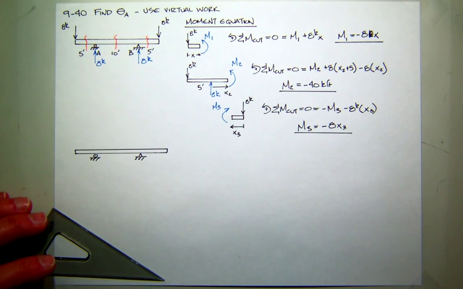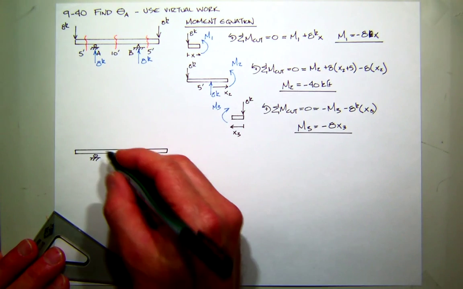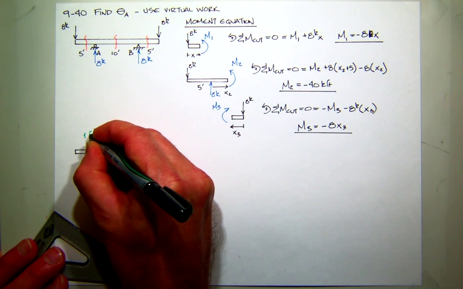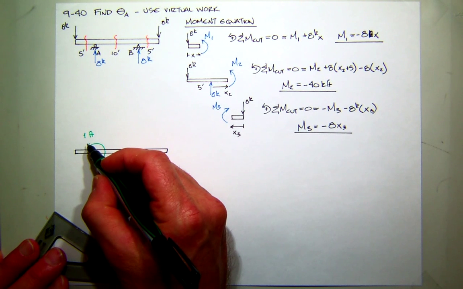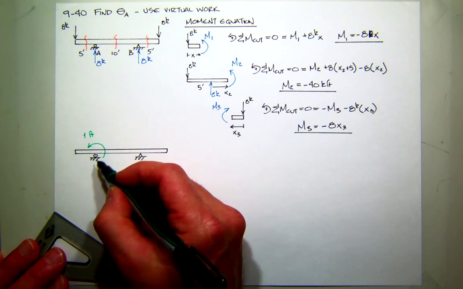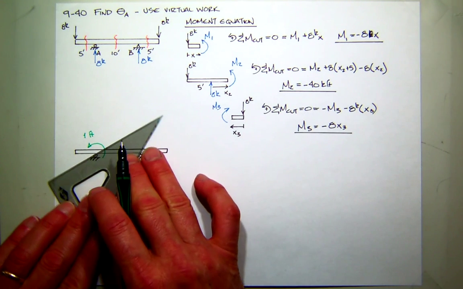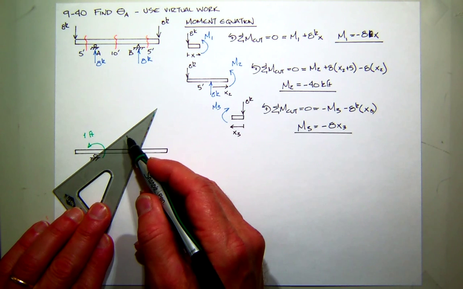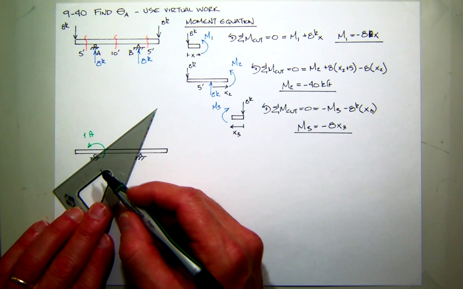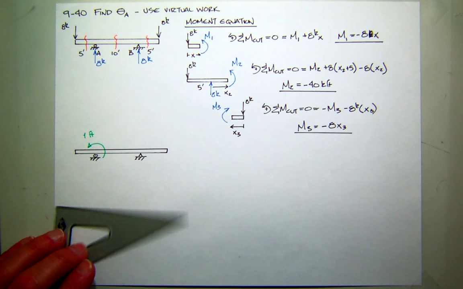Now for our virtual system, what do we have? We want the slope at A. So I'm going to assume that I have a couple of 1 foot. Remember, why is it 1 foot? We're assuming that it's unitless. So instead of being 1 kip foot, it's just 1 foot. And I'm assuming it's this way, which means my beam would rotate like this, which is positive slope. So I'm assuming this direction for my virtual couple, and if I get a positive answer, it's positive slope. If I get a negative answer, it's going to be negative slope.